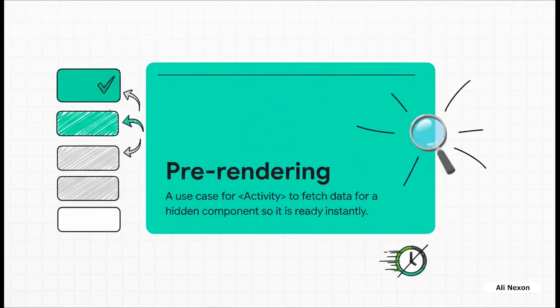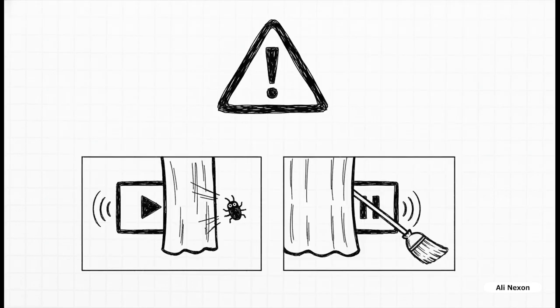And this opens up a really cool performance trick: pre-rendering. Just imagine you've got a bunch of tabs. You can wrap all the inactive tabs in an Activity component, set their mode to hidden, and start fetching data for them ahead of time. The second the user clicks on a new tab, bam, the data's already there, no loading spinners, just pure instant navigation.